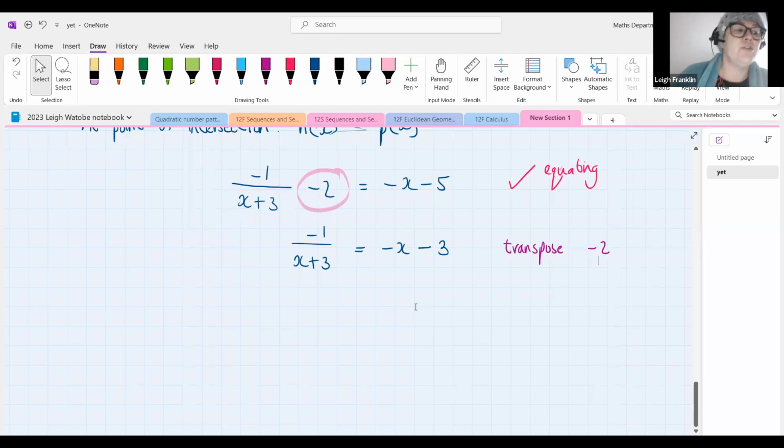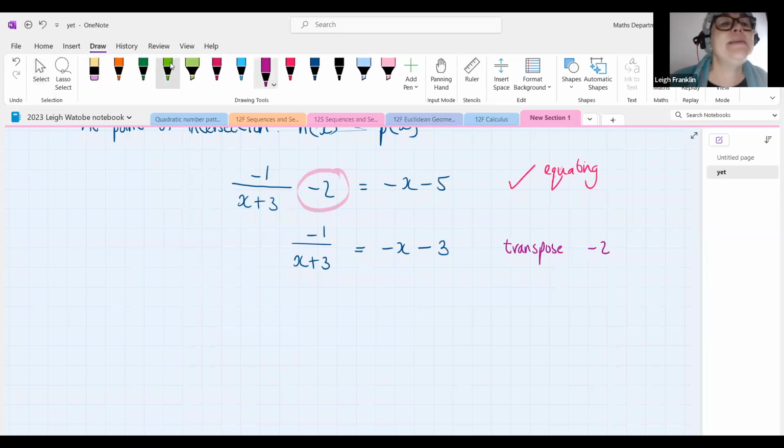Often when you ask students how to multiply fractions, they say cross multiplication. That's not how you multiply fractions. When you solve equations, that's when you're allowed to cross multiply, because cross multiplying is the same as multiplying both sides by the denominator. That's what cross multiplying does.